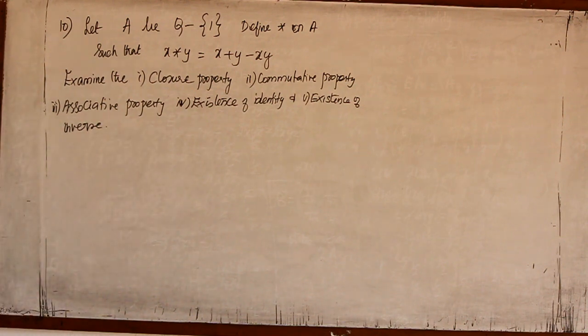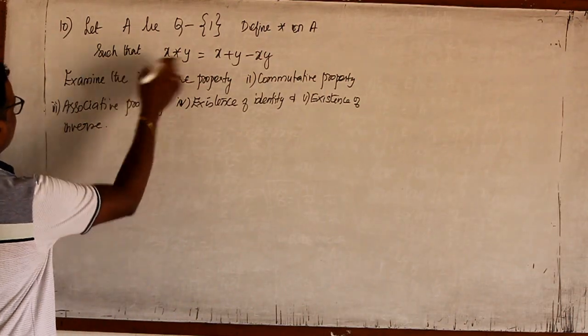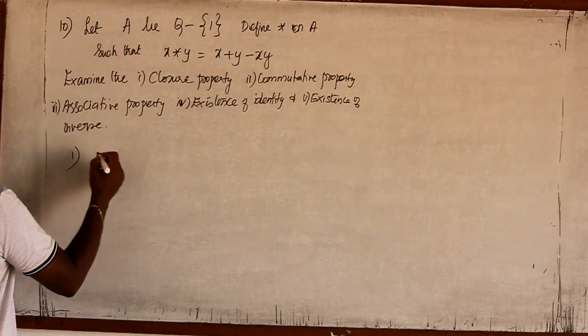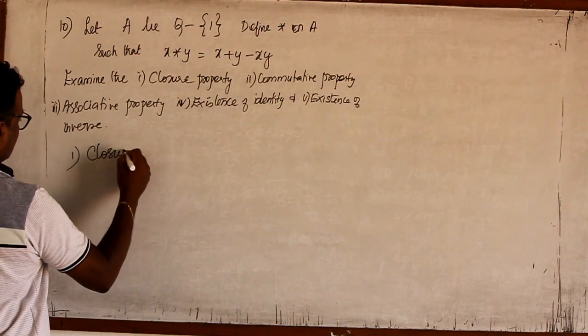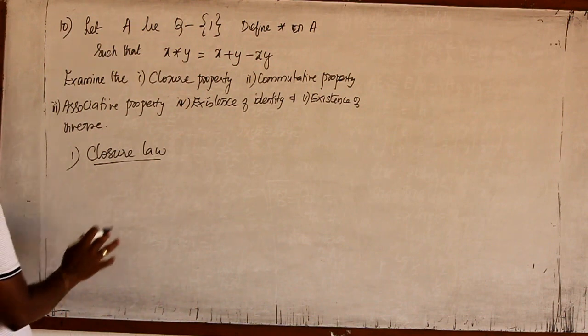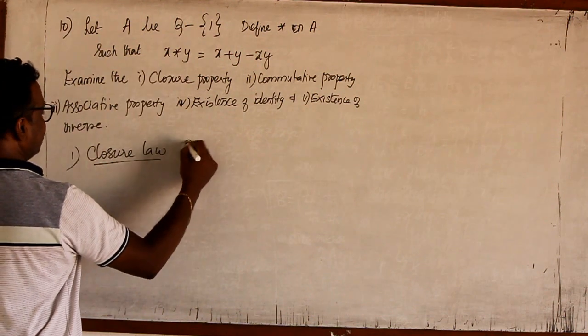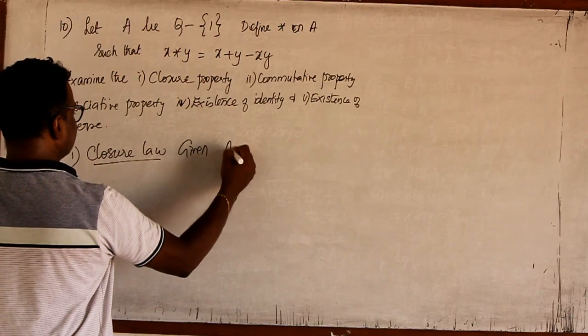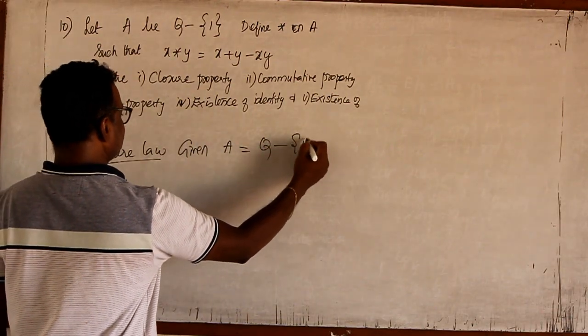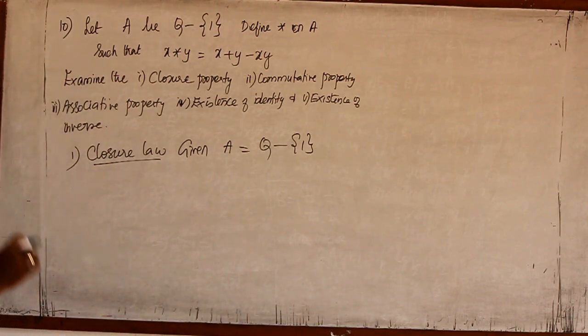Now, as we did in the previous problem, similarly we are going to do this problem. Here the operation is given by this one. So first, we shall go for closure law. This problem is very important, so just listen to me. Given set A equals the set of all rational elements except 1. So I am not considering 1.